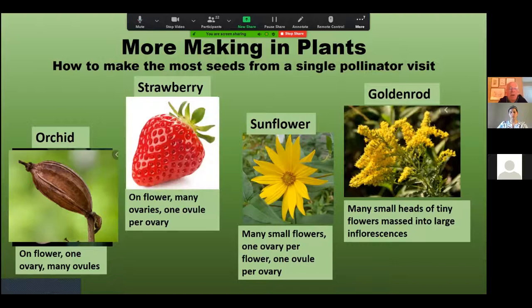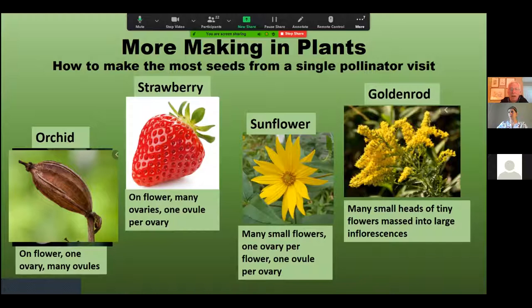With a strawberry, each of these little things here is a seed. It's actually a matured ovary. There are many ovaries in the strawberry. We'll dissect one a little bit later in the presentation. So from one pollinator visit, it can potentially pollinate, fertilize all the seeds in all of these different little ovaries and produce many potential offspring.